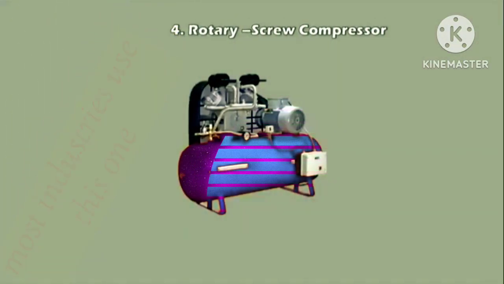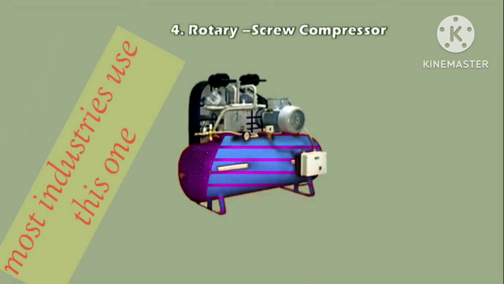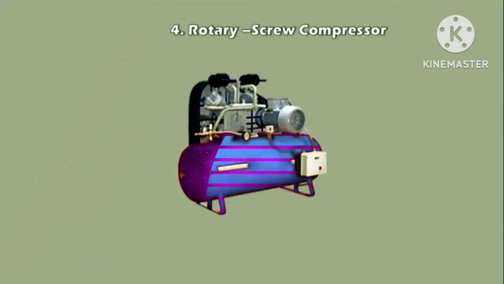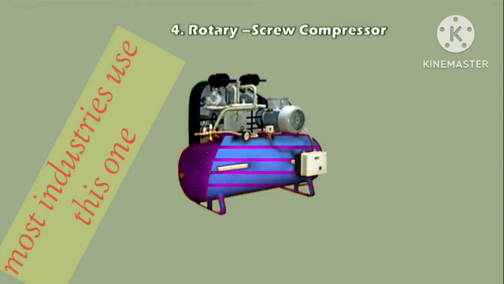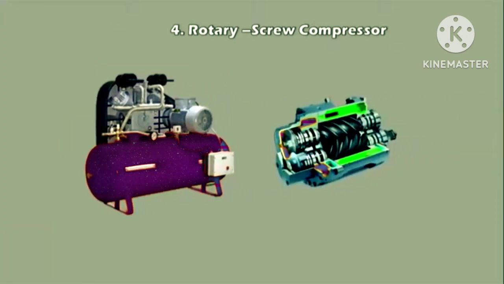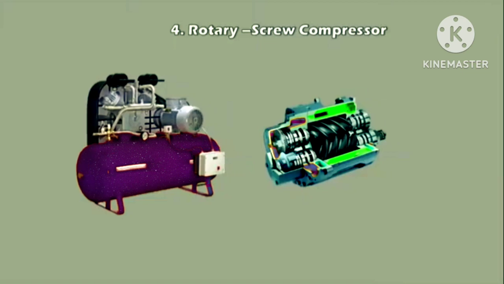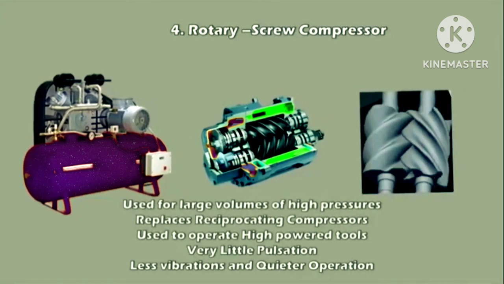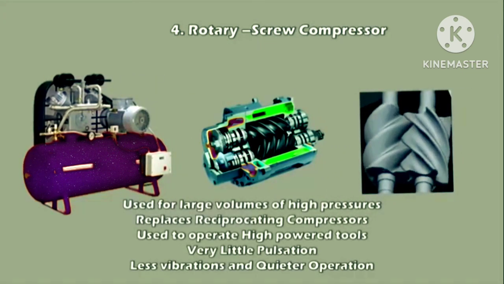4. Rotary screw compressor. A rotary screw compressor uses a rotary-type positive displacement mechanism. They are commonly used to replace piston compressors where large volumes of high-pressure air are needed, either for large industrial applications or to operate high-power air tools such as jackhammers and impact wrenches.